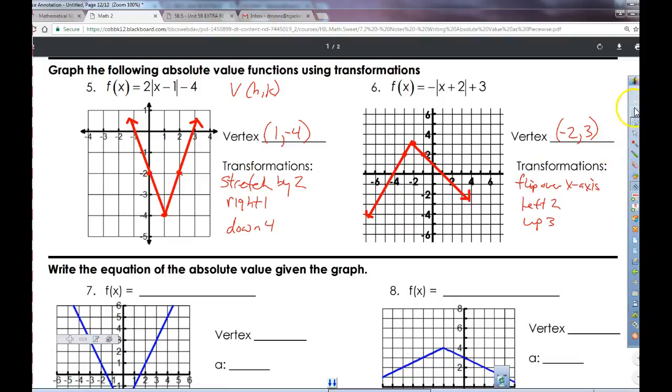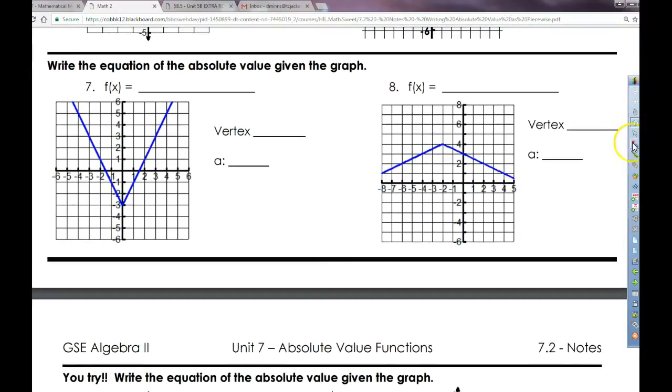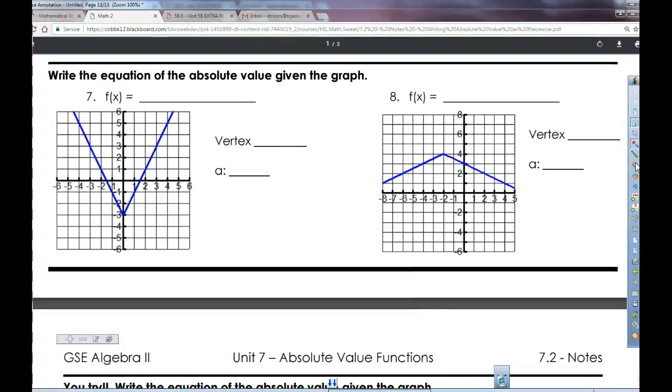Okay, great. Let's go down to number 7 and number 8. See what's happening there. All right, number 7 and number 8, we're going to write the equation given that we have a graph. Easy enough to do. Let's do it. First of all, what's my vertex? Well, my vertex is that point right there. So we know that vertex is 0, negative 3. 0 on the x-axis, negative 3 on the y-axis. So this is my h, and this is my k. All I need is one more thing, which is the a value.